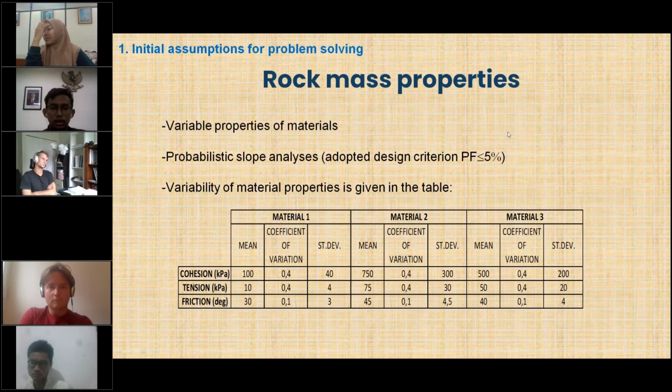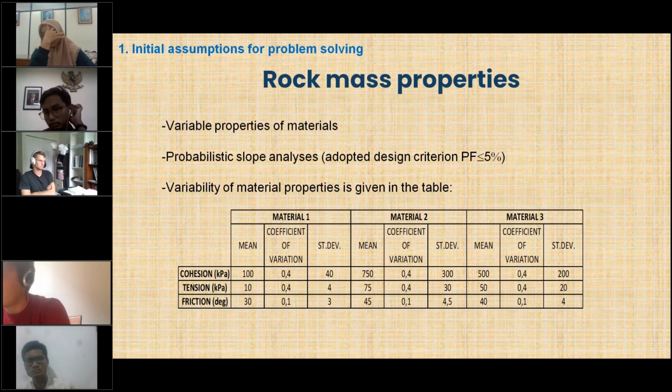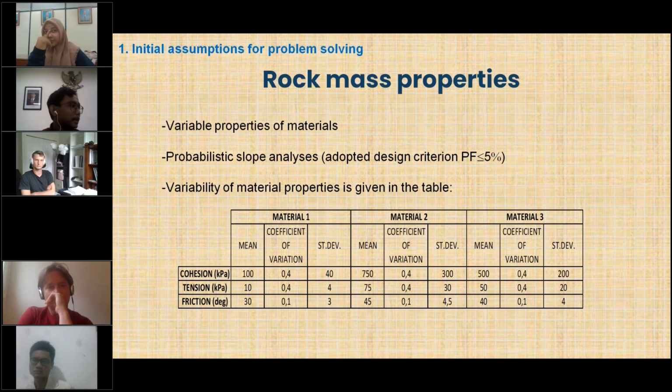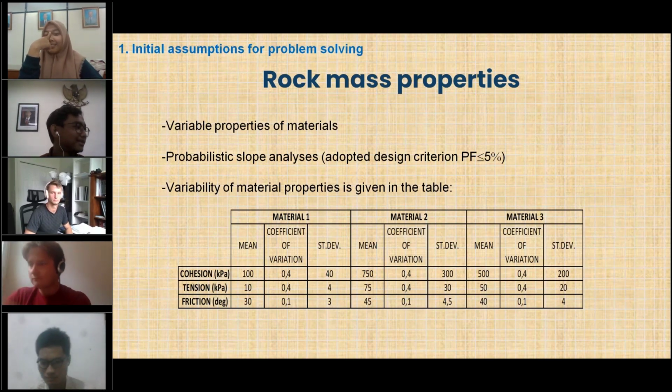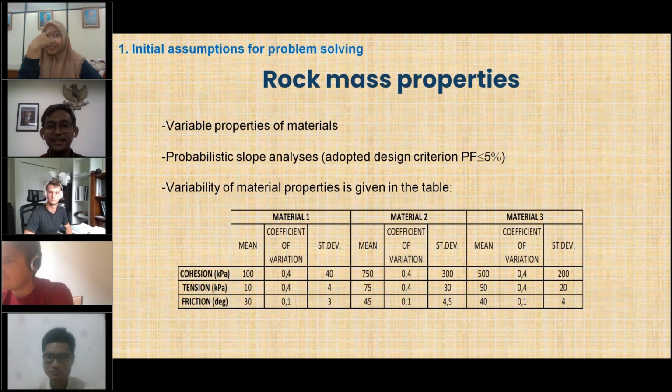Due to variability of some rock mass properties, we opted for a probabilistic slope analysis, and as the main slope stability design criterion, we adopted that the probability of failure may not exceed 5%. By performing the analysis, we realized that the probability of failure criterion is stricter than the deterministic safety factor criterion. The material properties for probabilistic slope analysis were generated in the range of ±1 standard deviation from the mean value.